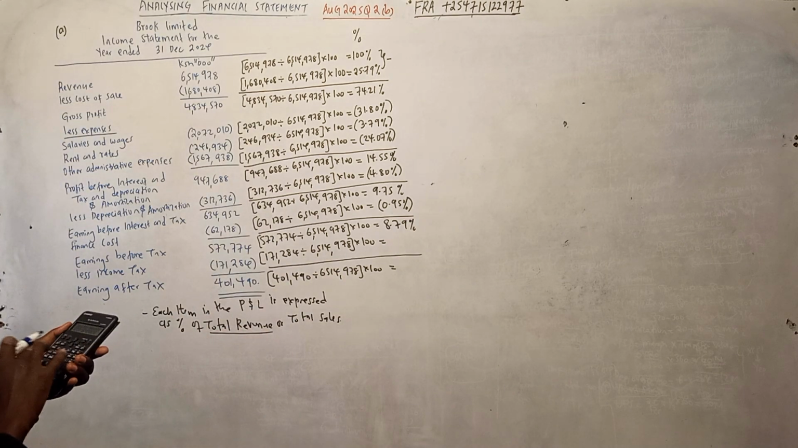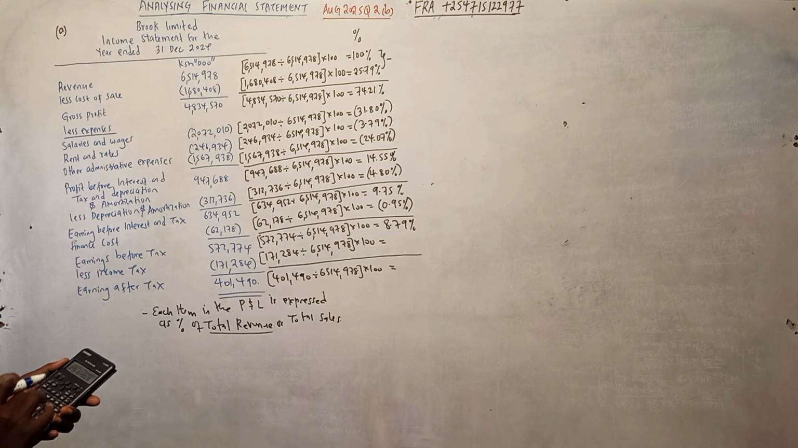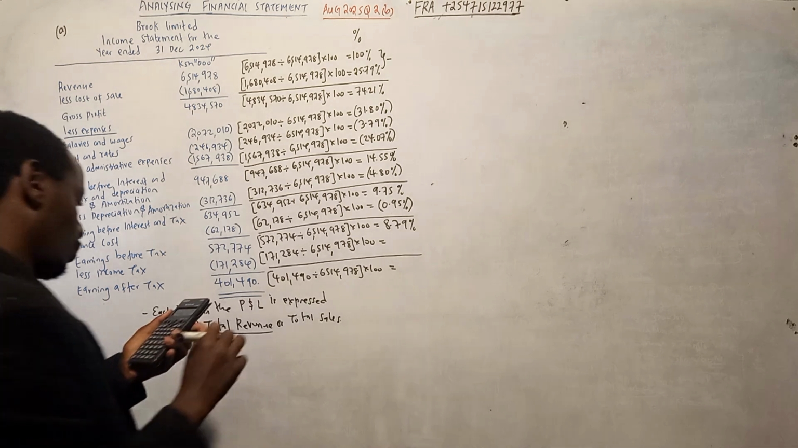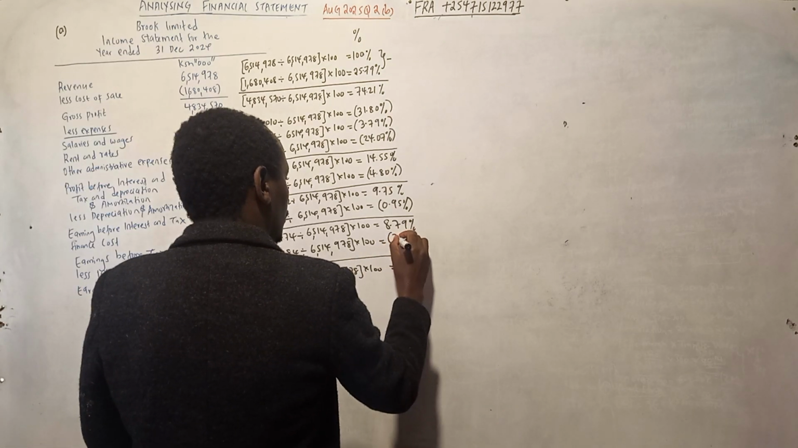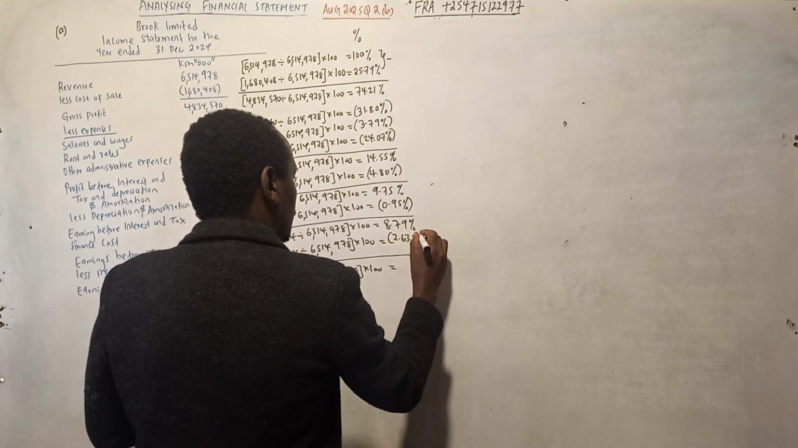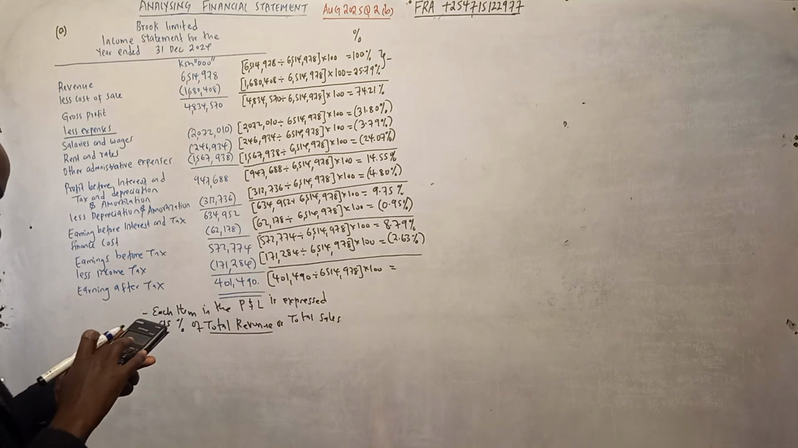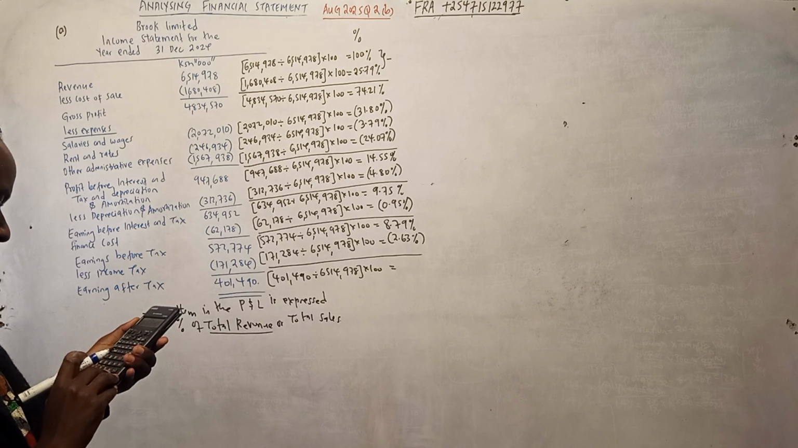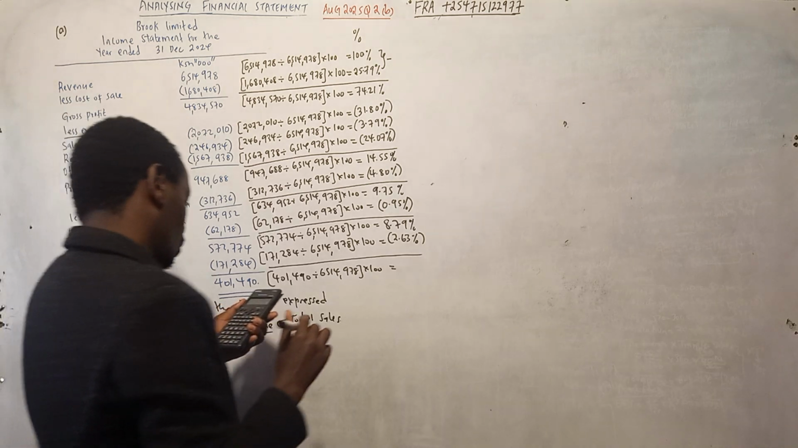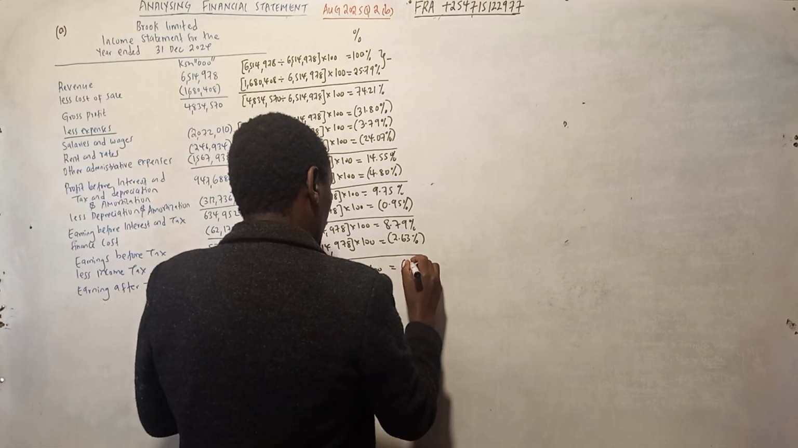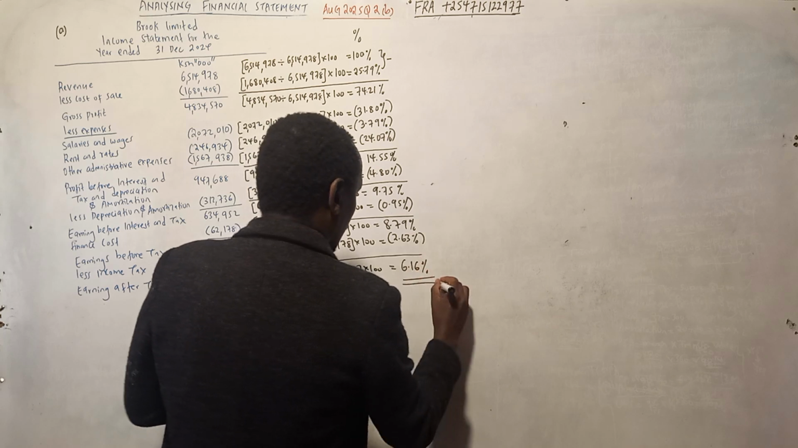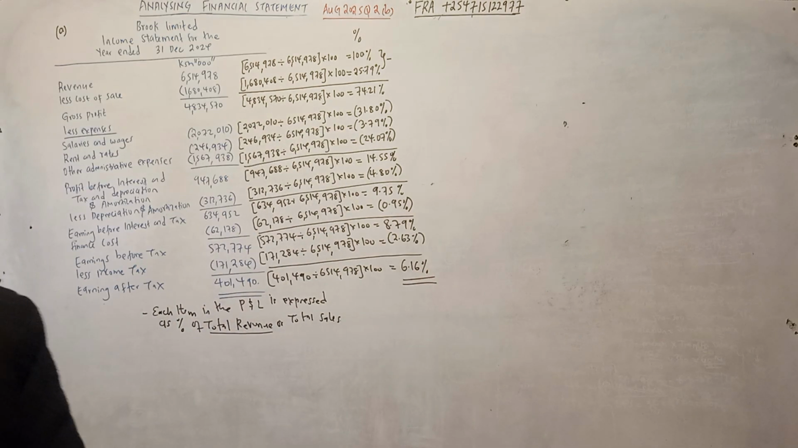Then for 171,284, that is the income tax, 2.63%. Then the last one, 401, is 6.16%. Now that is okay. That is how you are supposed to do that question.